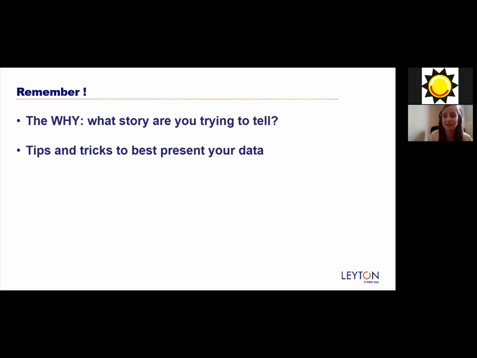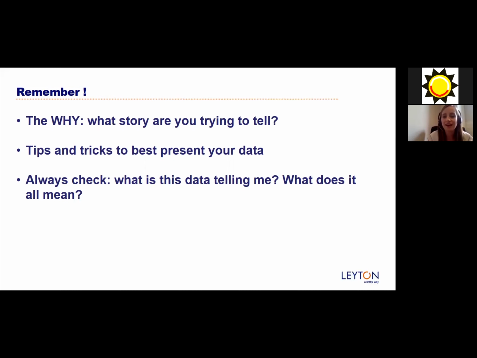It's really, really crucial. And thirdly, always check once you've compiled your data, what's it telling me? What does it all mean? It's really important that that message is clear for your audience.